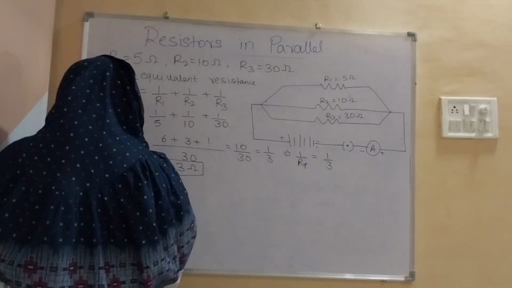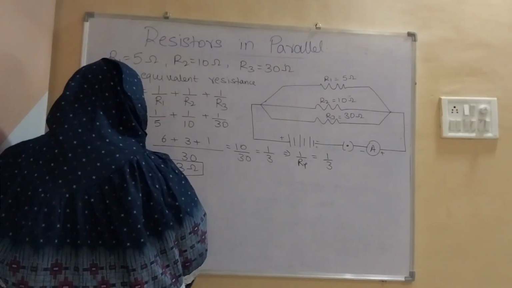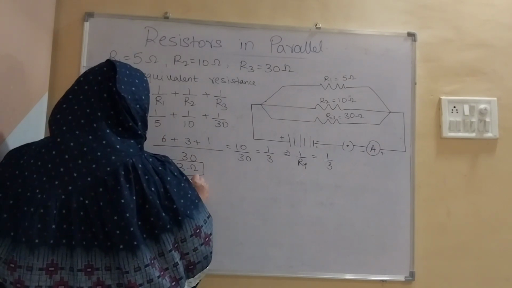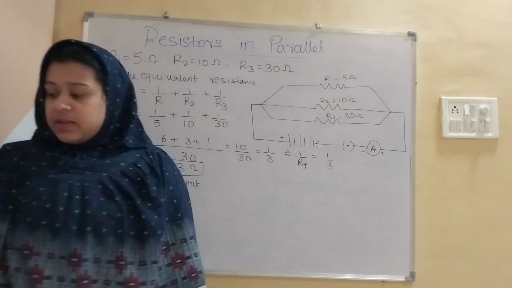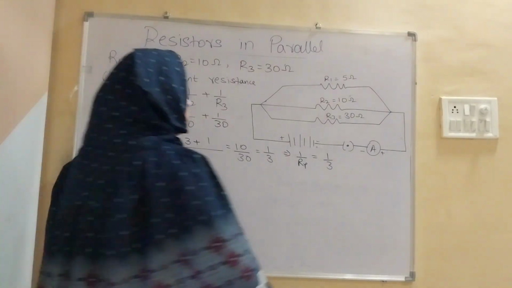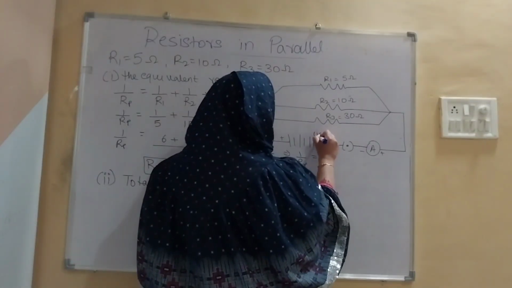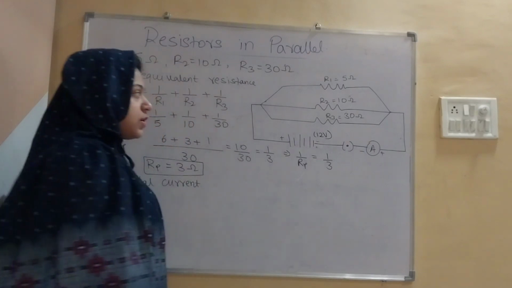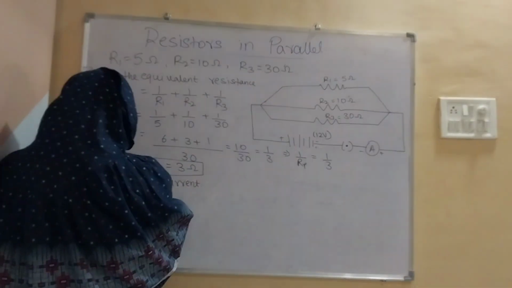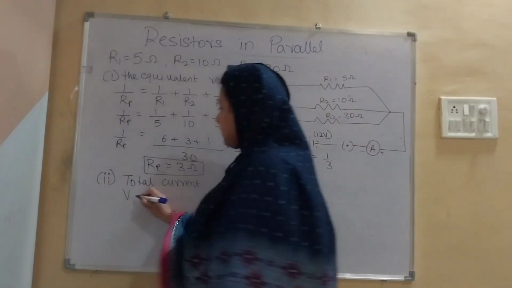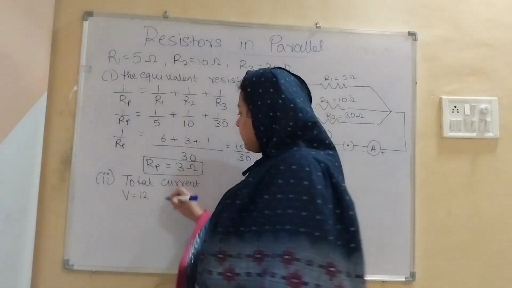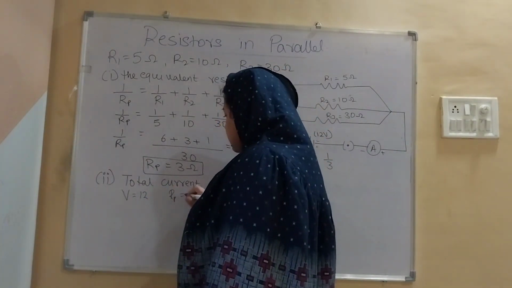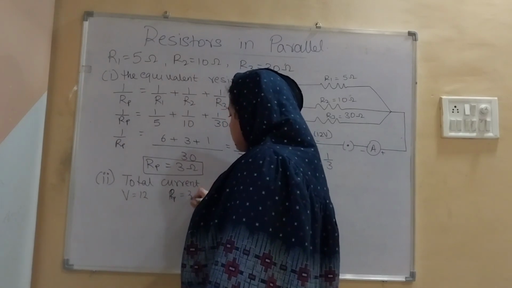Now the second, find out the total current. Okay, we need to find out the total current. The battery is of 12 volt. So the total potential difference V is 12 volt and the total resistance Rp is 3 ohm.